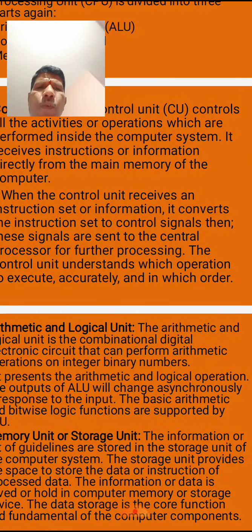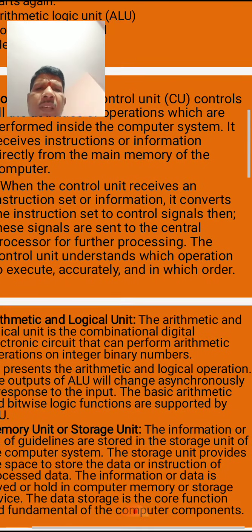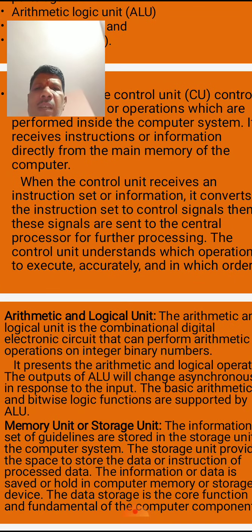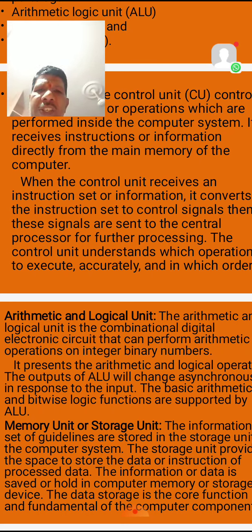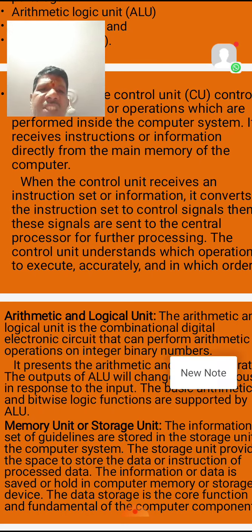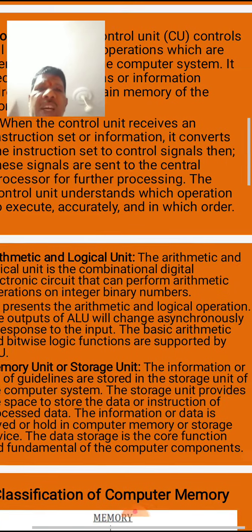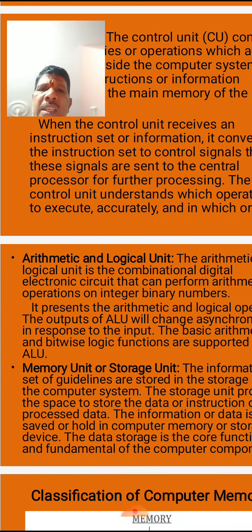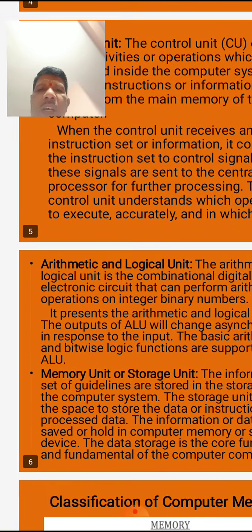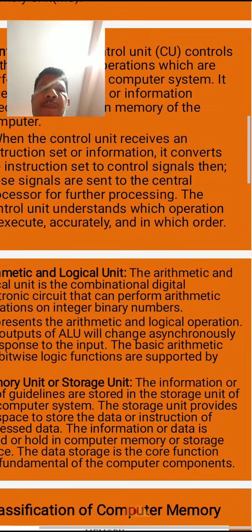Once again, I want to read this. Arithmetic and logic unit is a combinational digital electronic circuit that can perform arithmetic operations on integer binary numbers. It performs arithmetic and logical operations. The output of the ALU will change asynchronously in response to the input. The basic arithmetic and bitwise logic operations are supported by the ALU.